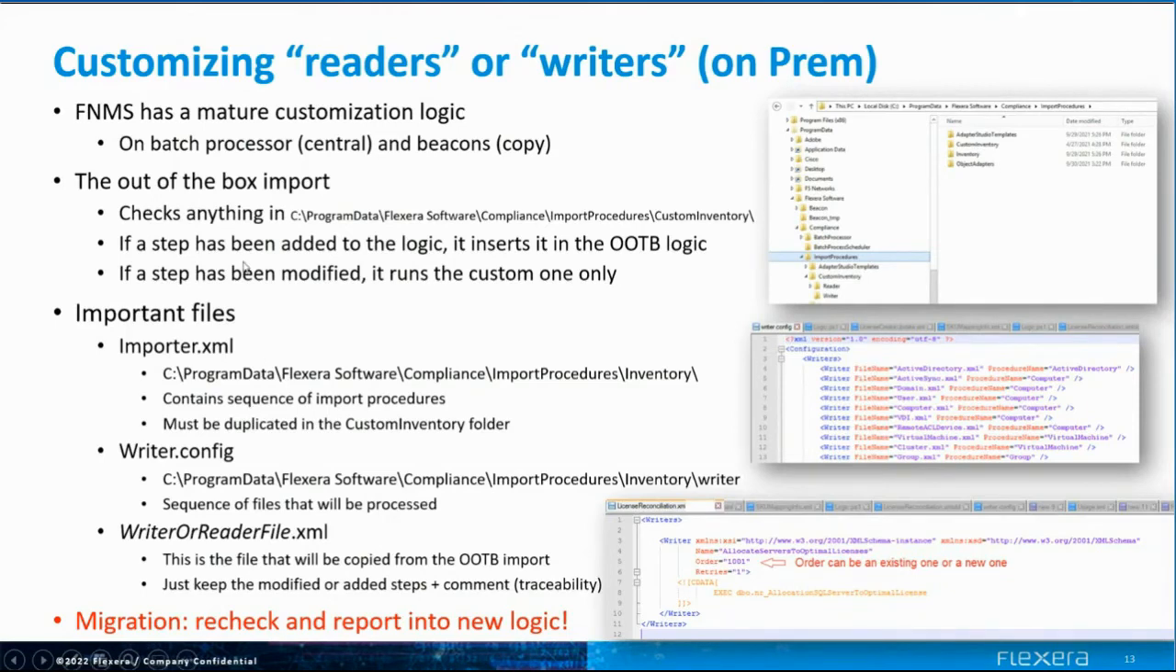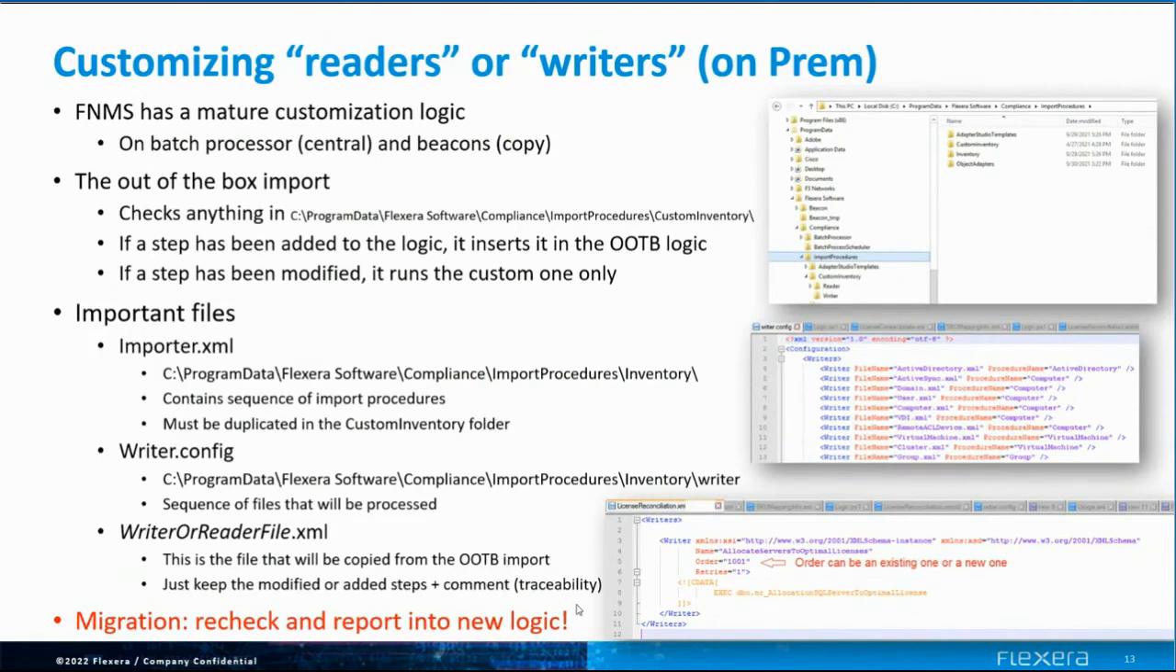And FlexNet Manager has a logic that will assess before any import. It will assess if there is a custom inventory folder, as the first step. And before running any inventory, it will make a diff against what is out of the box in the inventory folder. In the inventory folder, you will have writer, and then you will have computer.xml that creates a computer. You will have applications or install software.xml that creates the installed application. You will have the reconciliation.xml that contains all the logic of managing the reconciliation.